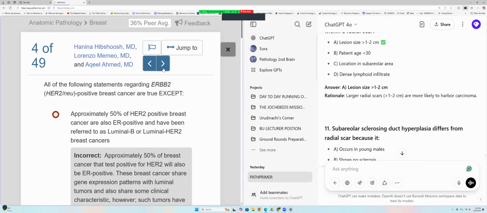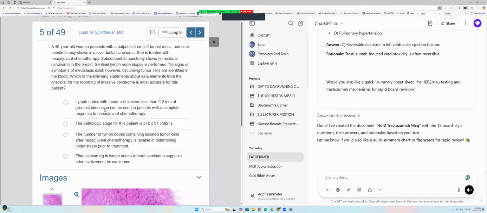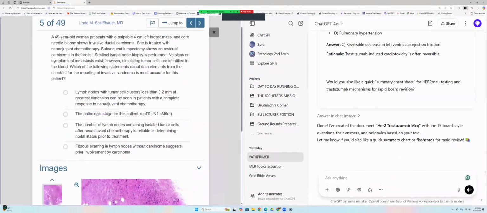So let's go to the next question now. Here we have a case of a lymph node. A 49-year-old woman presents with a palpable left 4 cm breast mass, and core biopsy shows invasive ductal carcinoma. What T staging is this?